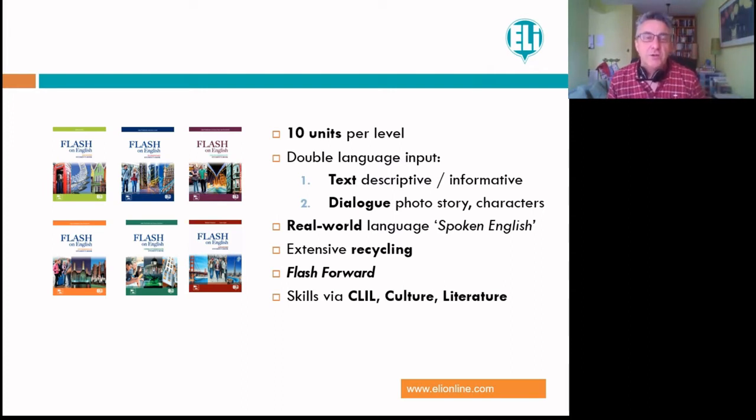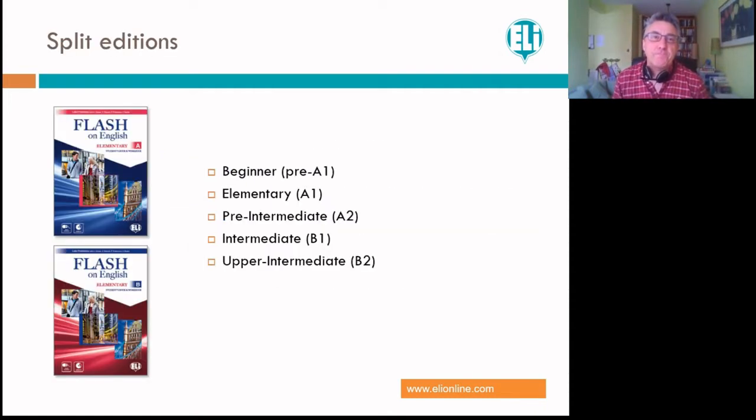At the end of the units, consolidating the language, we have CLIL, the other subjects in English, and then we have culture and literature. So we'll pick out some of those examples too. And the book is fully digital, and we'll have some examples at the end of where you can download the book and have it put on your whiteboard or flip through on your mobile device.